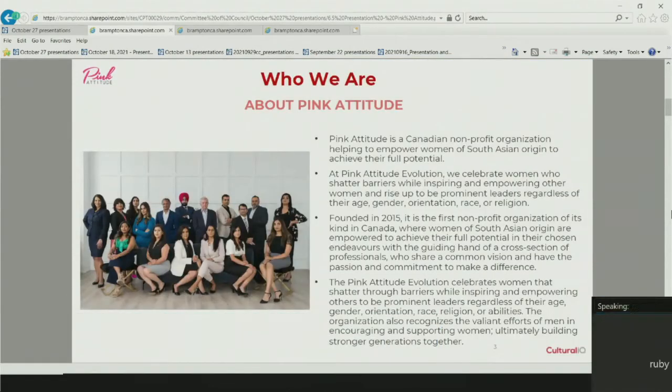So a little bit about Pink Attitude Evolution. It was founded in 2015, now led by a passionate group of cross-sectional professionals who share a common vision to empower South Asian women to achieve and reach their full potential in their chosen endeavors. We have grown from being a grassroots organization which solely focused on celebrating the achievements of South Asian women to now programming, community initiatives, and soon to be launched podcasts.